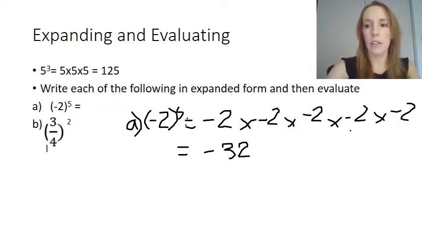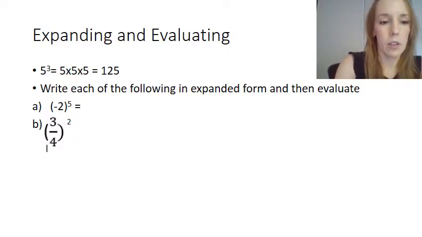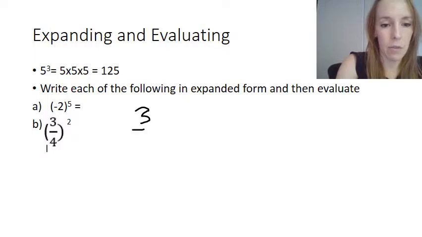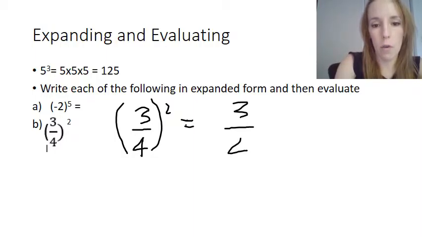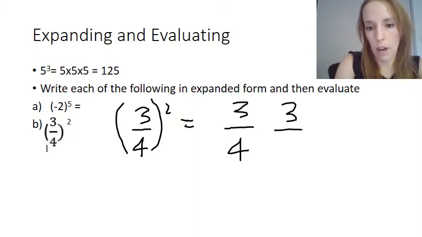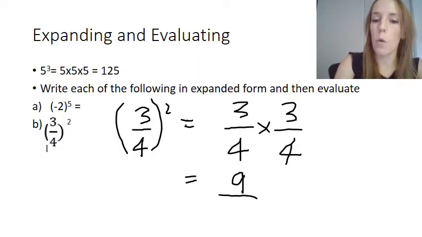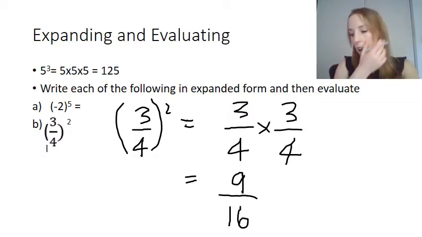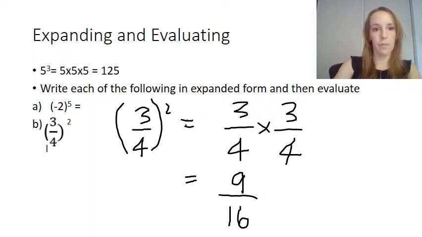Then for B, I'll clear the screen again. For B, we've got a fraction. So we've got 3/4 squared. So the way we would write that is we'd rewrite our question for a start. So 3/4 squared. And the way we write that is just 3/4 times 3/4. So 3 times 3 is 9. 4 times 4 is 16. So we'll just write our answer as 9/16.